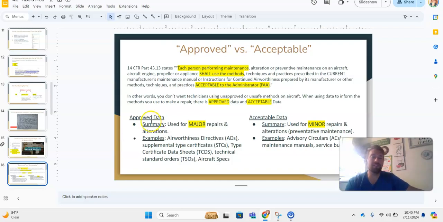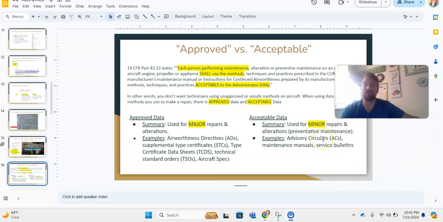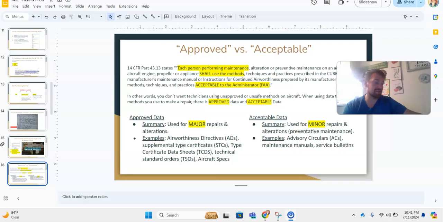So approved, in this case, let's say it's approved data. Approved data is stuff that's used for major repairs and alterations, whereas acceptable data is stuff that's used for preventive maintenance, the minor repairs and alterations. Some examples of what constitutes approved data are airworthiness directives, STCs, TCDs, TSOs, and aircraft specs. Your acceptable data is more the things like advisory circulars, which we're going to go over in the next video, and then maintenance manuals and service bulletins.